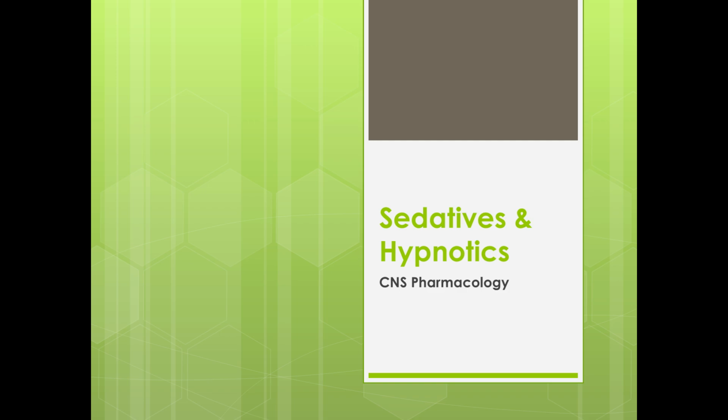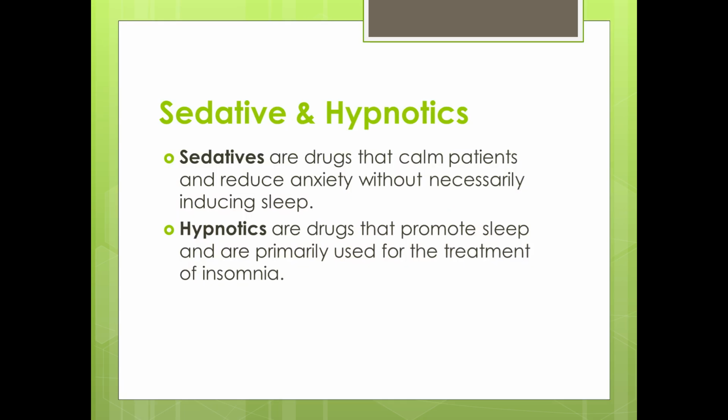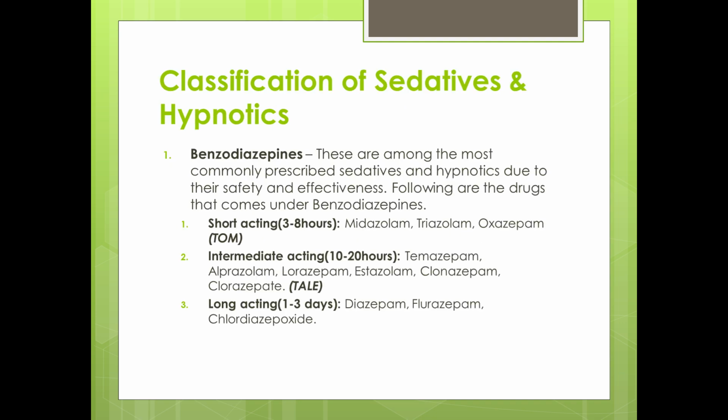Let's get started. Classification of sedatives and hypnotics. First, let's look at the classification of sedatives and hypnotics. Sedatives are drugs that calm patients and reduce anxiety without necessarily inducing sleep. Hypnotics are drugs that promote sleep and are primarily used for the treatment of insomnia. There are several classes of drugs that function as sedatives and hypnotics, including 1.